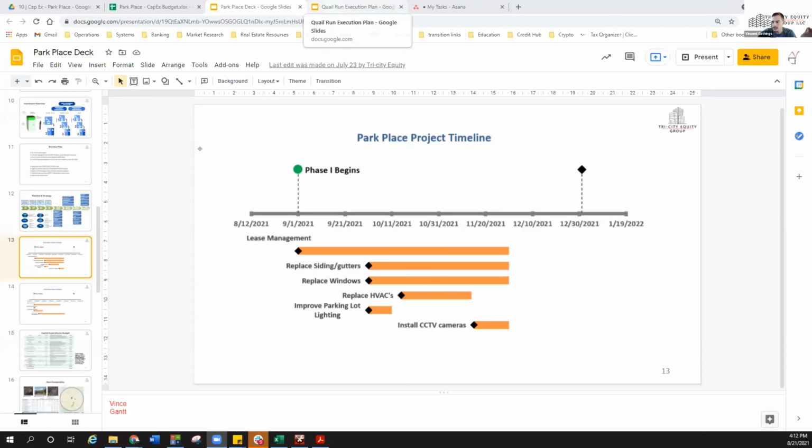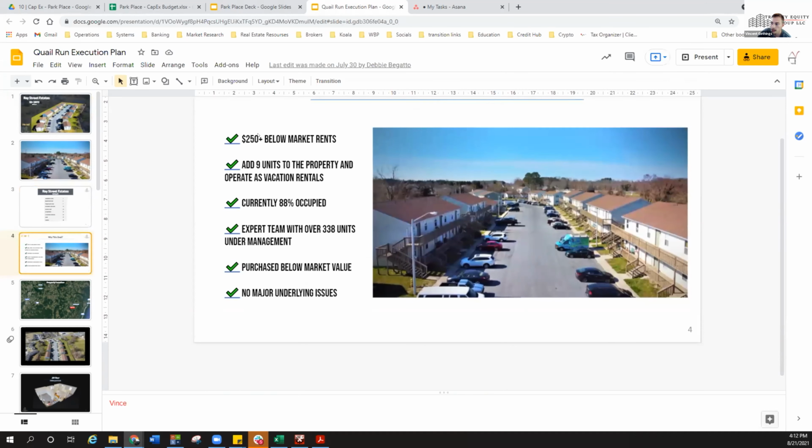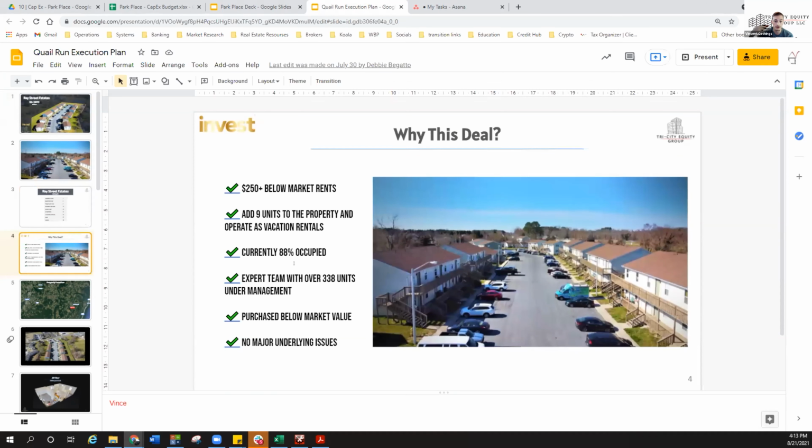All right. So what I have here is the execution plan. This is the execution plan for this asset that we took over in Maryland, a 59 unit in Maryland. We're turning it into a 64 unit. I have this, it's an abbreviated deal deck, but it's delivered to the property manager. So the property manager, the contractors, and the on-site and handyman is who I go over this meeting with. And you're going to go over, high level, why we bought the deal, making sure they understand what our vision is, what our business plan is.